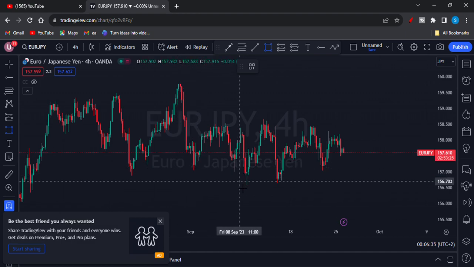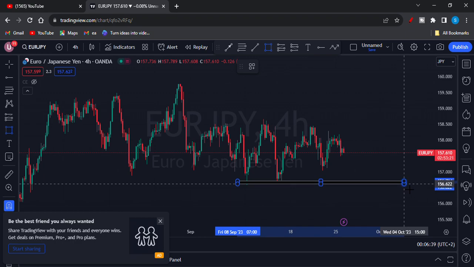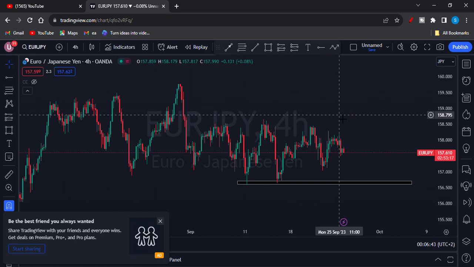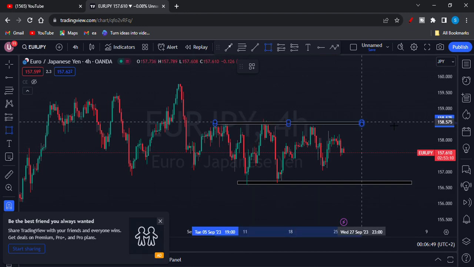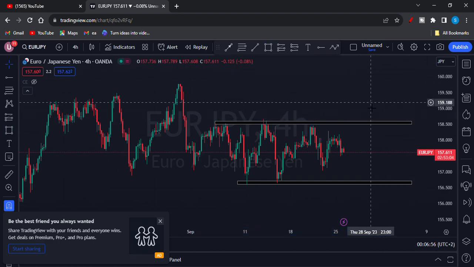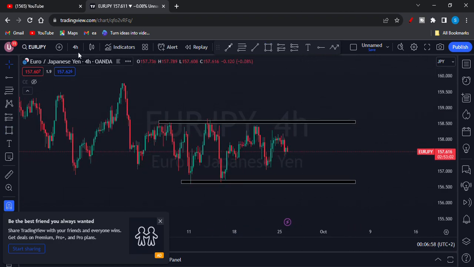And then on a 4-hour, we have this resistance area right there. And then we also have a support area, and then we also have this support area right there. So let's go to hourly.